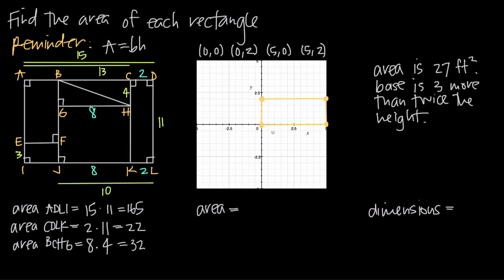So remember, area is just going to be base times height. So the length of the base is going to start at 0 and go all the way out here to 5, which means the length of the base will be 5 units. So I can say 5 times the height. Well, the height starts at 0 and goes up to 2, so the height is going to be 2 units, and so I can say 5 times 2 is going to be equal to 10 square units.